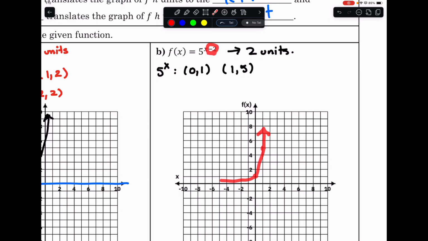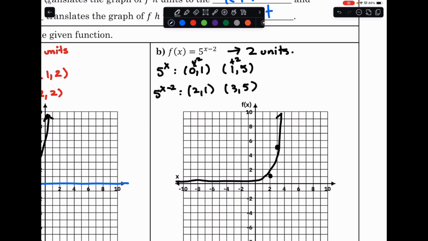Well, this minus 2 is simply going to shift those points 2 units to the right. So 5 to the x minus 2 will add 2 to the x values. So we're going to add 2 to that value, add 2 to that value there. So it's going to be 2, 1, and 3, 5. So plot the points 2, 1, and 3, 5. And you'll notice that those points are now 2 units to the right. 0, 1 moves to 2, 1 right there. 1, 5 moves to 3, 5 right there. We moved everything to the right.